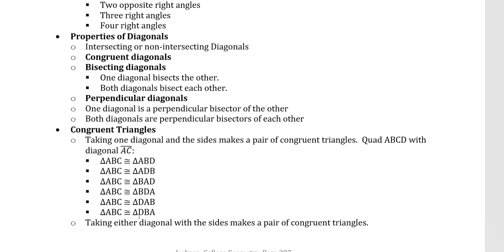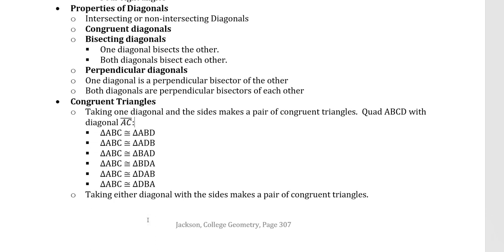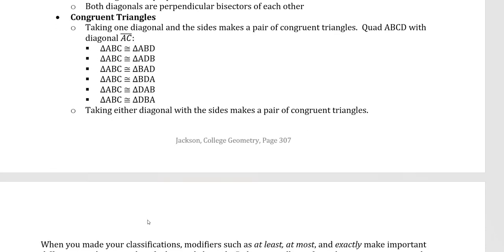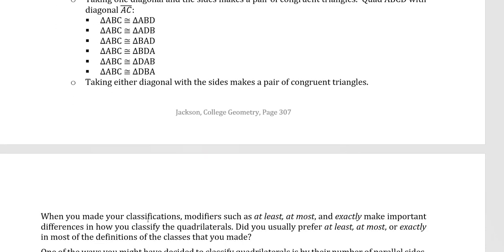Another thing is taking either diagonal makes a pair of congruent triangles. This just says, well, with one specific diagonal, you get two congruent triangles. This one says, okay, not only do you get congruent triangles this way, if you slice it the other way, you get congruent triangles. So there are probably other ways to look at it, but those are several different ways that we could classify quadrilaterals. Hopefully you came up with several of these, but it'd be impressive if you came up with all of them.